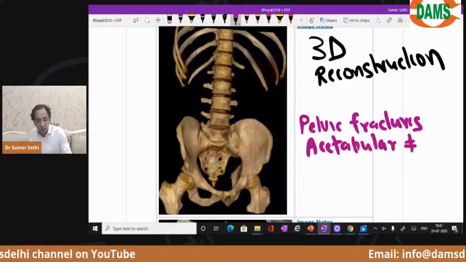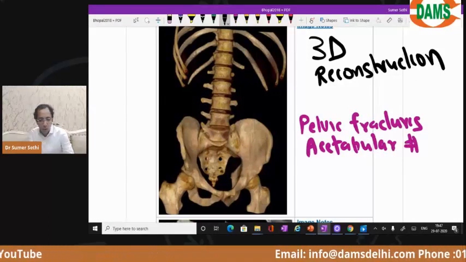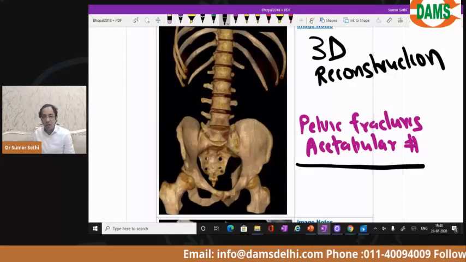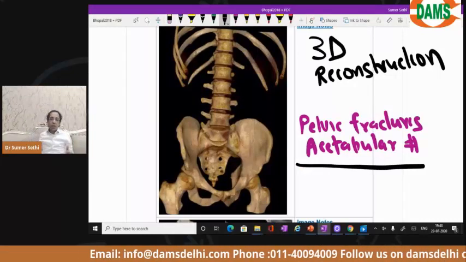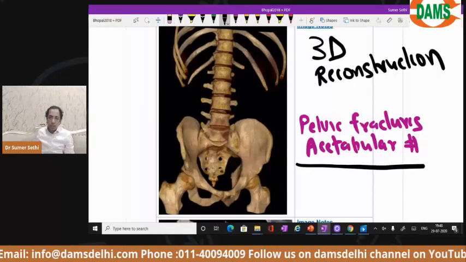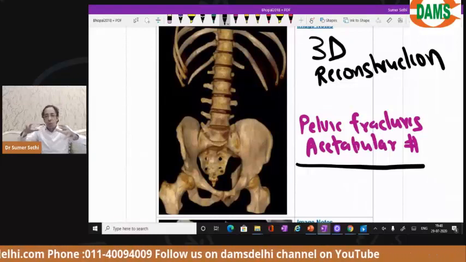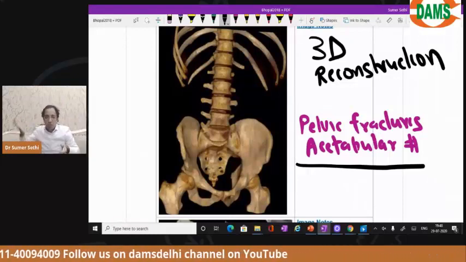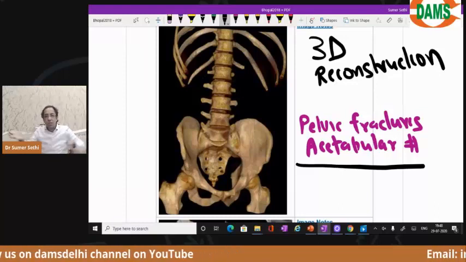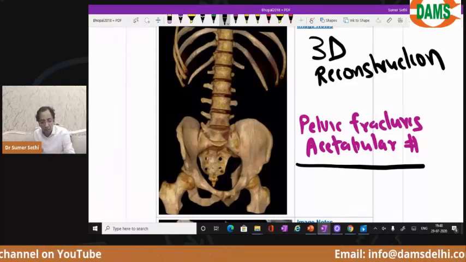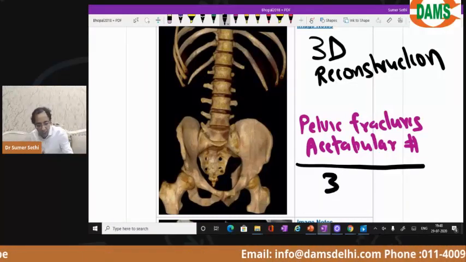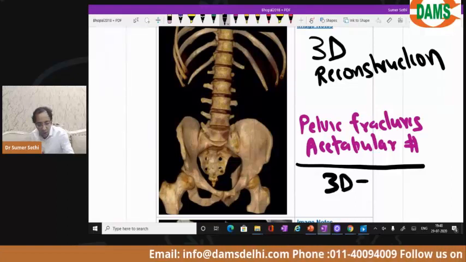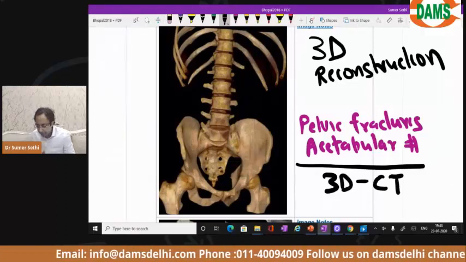Anybody? Okay. Now you know in these complex fractures like pelvic fractures, you will read this gradually in orthopedics. Pelvis is a very complex ring-like structure. So if you have one fracture, you will also have another fracture because of the ring-like anatomy of it. You have to do a CT with 3D reconstruction. So in the exam, they will say 3D CT.